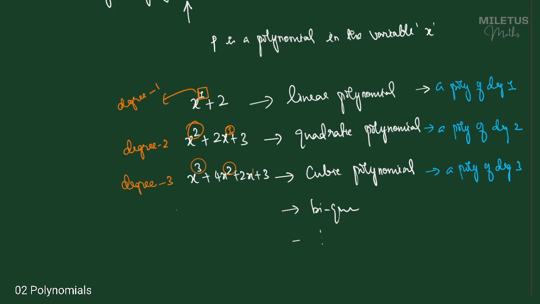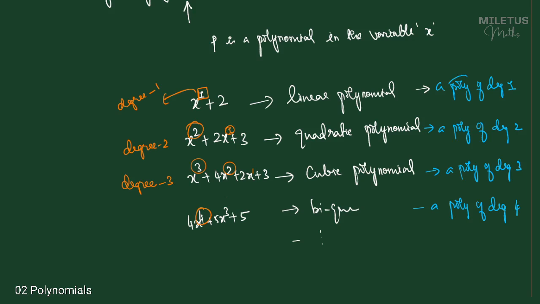So similarly, if you have another polynomial, let's say 4x to the power 4 plus 5x cube plus 5. Now you see the x square term is absent, the x term is absent, but that's okay. All that we wanted was the highest power sitting on x. So here it's clearly 4. So we're going to call this a polynomial of degree 4.